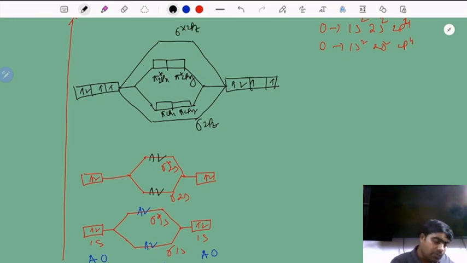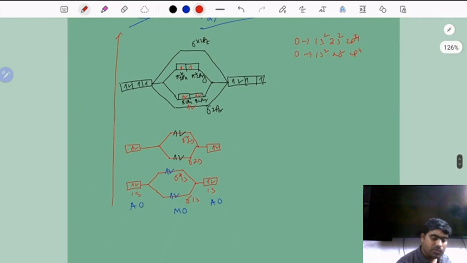Now put in the electrons. How many electrons are there? 4 and 4, 8 electrons, that is 2, 4, 6, 8. This is the MO configuration of the O2 molecule. Understand? This is for the O2 molecule. Now if we go for the F2 molecule, then 2 electrons will be extra, so pi star 2px and pi star 2py will have 2 each.